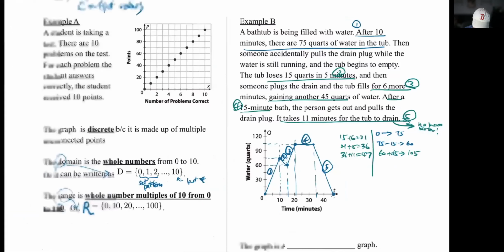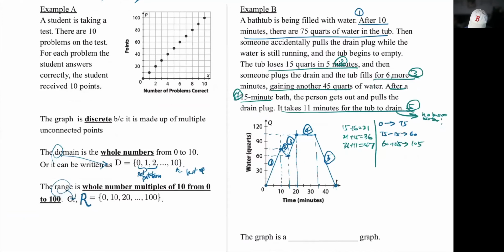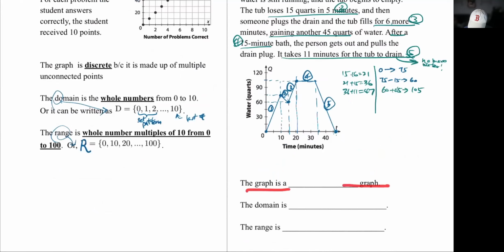All right, guys. Now the question is, the graph is what kind of graph? What is my domain and what is my range? Okay, guys, pause the video, try to fill that out. Okay, you're back.